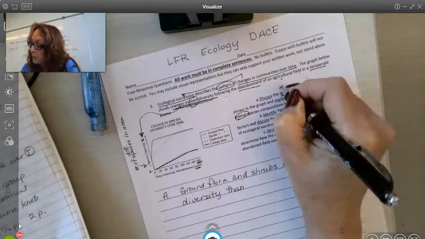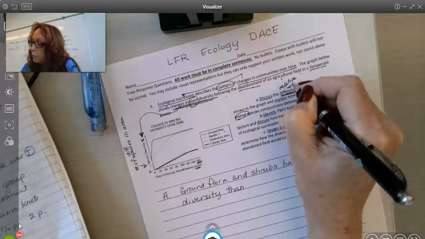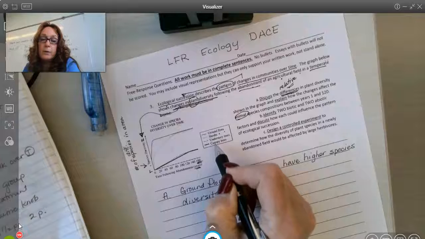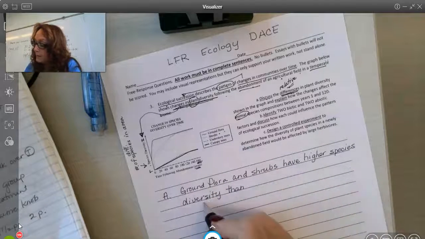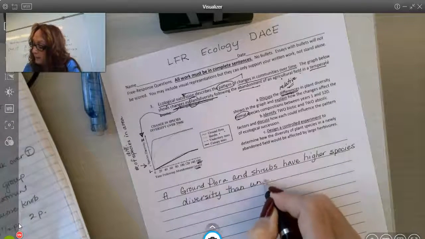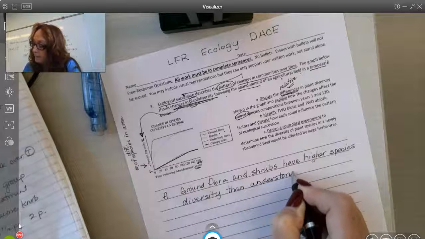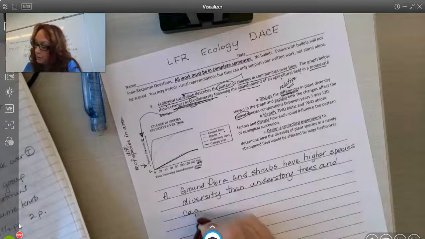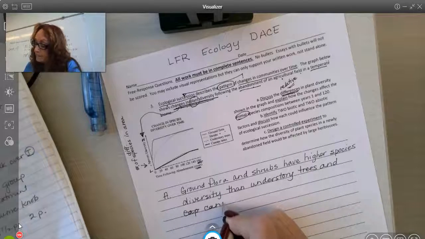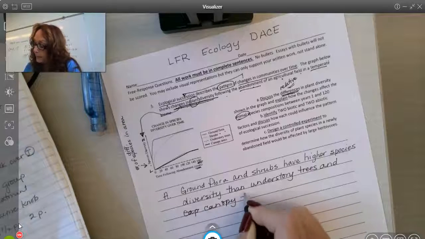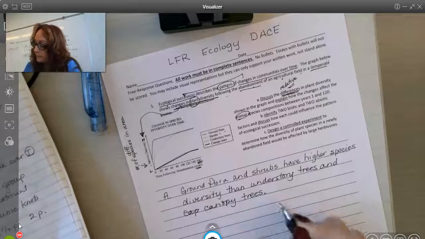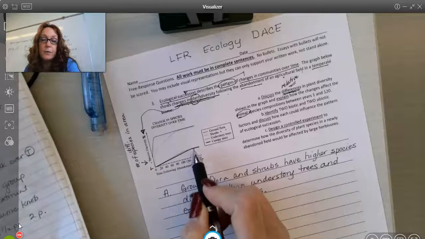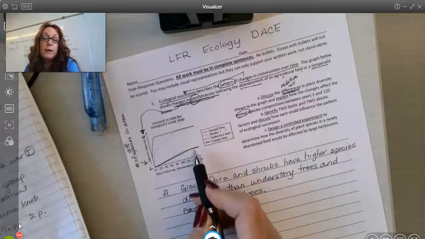So what this really means is it's something called relative, because I'm only going to compare these one to another. So have higher species diversity than the understory trees and canopy trees. Whoops. Okay, so that's one piece of information that's obvious from the graph. Two are up here, two are down here.